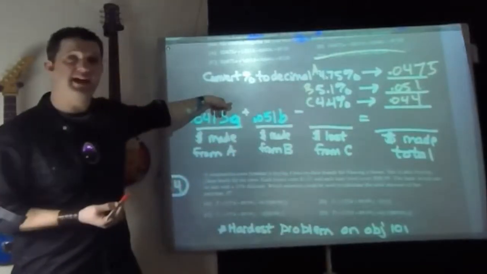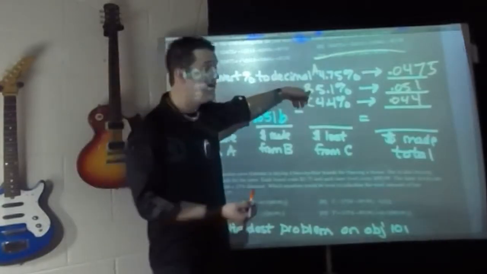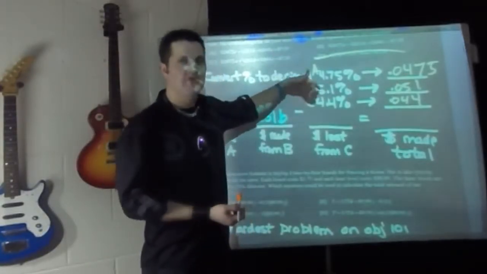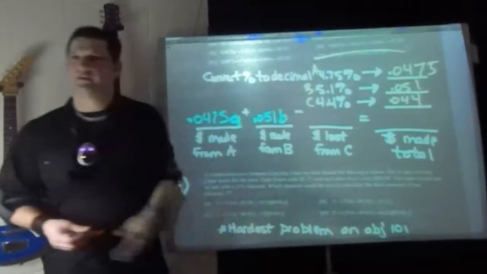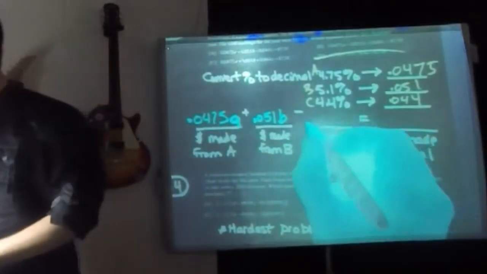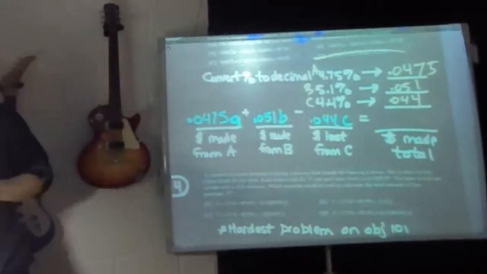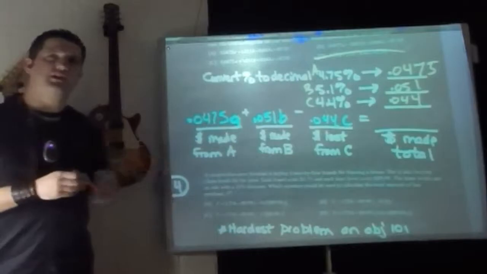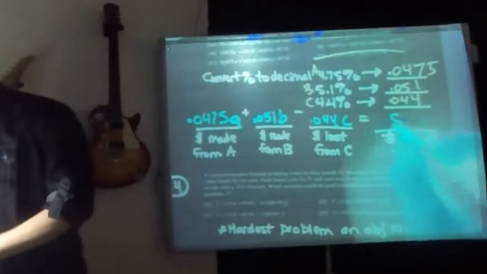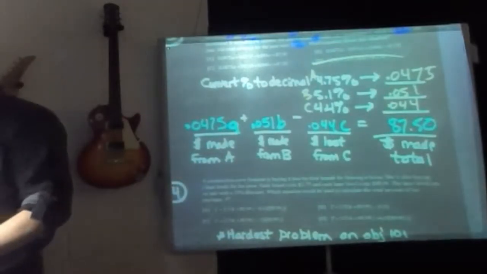He made money from A, great. Let's add it with the money he made from B. Great. He lost money from C. Let's subtract it out. That's why I don't, unfortunately, invest. Well, he made good from 2 of them. All right, he lost .044 from C. Now, what is the total amount he made for a year? 8750. All right, so what's our answer going to be?